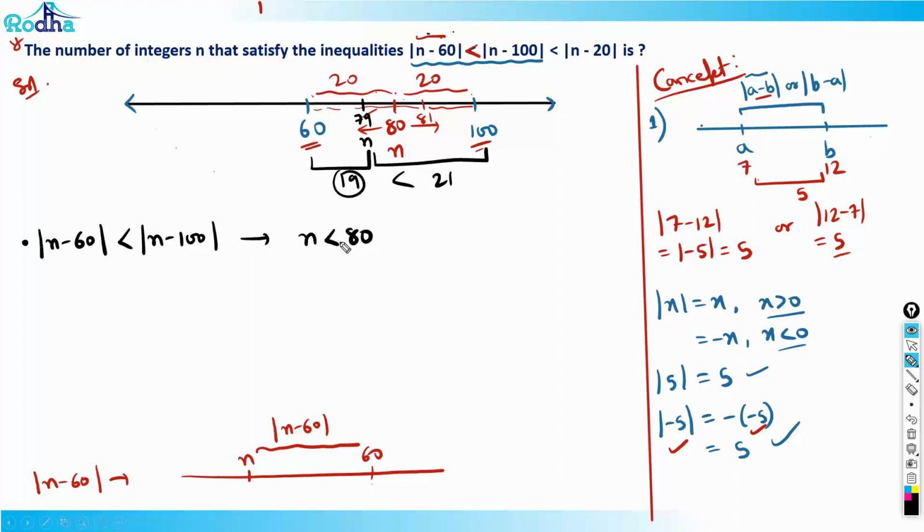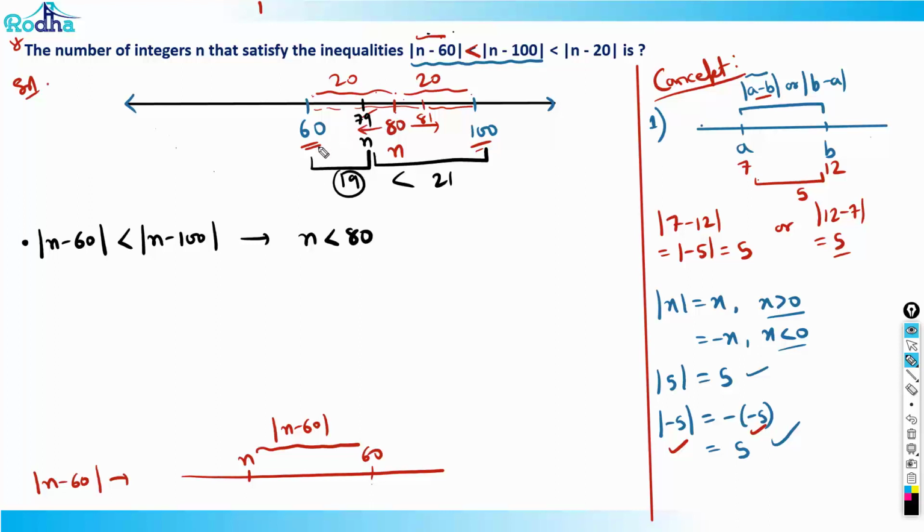n should be less than 80, right? For whatever value of n that is less than 80, the distance from 60 will be less than the distance from 100. So let's say n takes this range here.